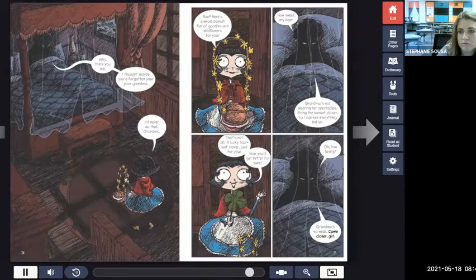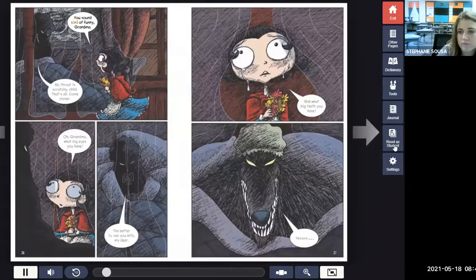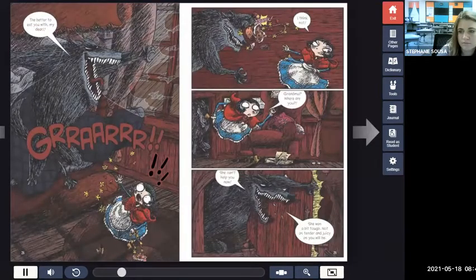Oh, how lovely. Grandma's so weak. Come closer, girl. You sound kind of funny, Grandma. My throat is scratchy, child, that's all. Come closer. Oh, Grandma, what big eyes you have. The better to see you with, my dear. And what big teeth you have. The better to eat you with, my dear.